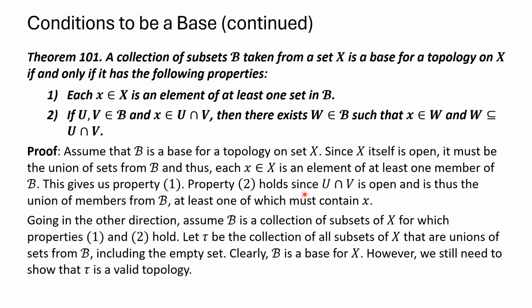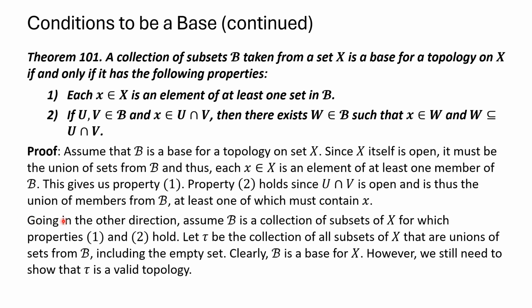Then property 2 holds since the intersection of U and V is open and is thus the union of members from B, at least one of which contains x. Remember, the intersection of U and V is open because, going in the forward direction, X is a topological space, and U and V are members of the base, so they're open sets, and the intersection of open sets in a topological space is open. So that's why this is open.